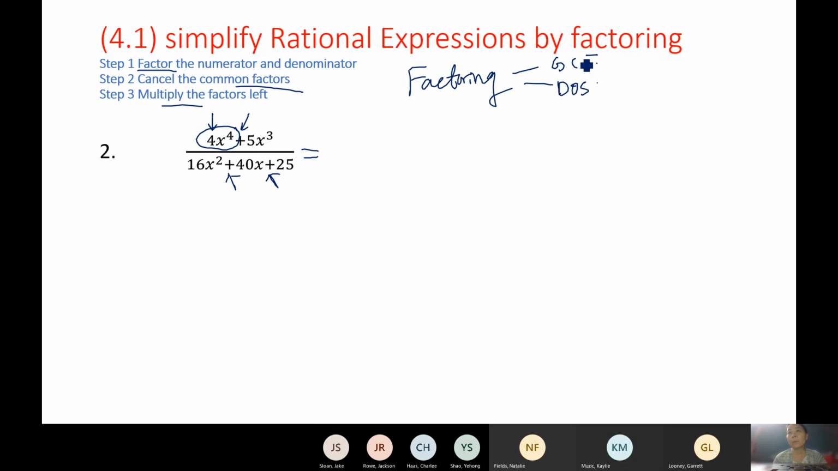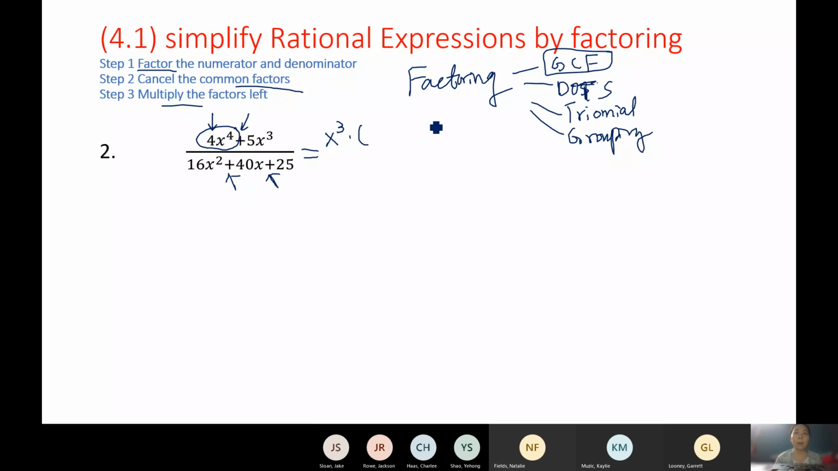And we have trinomial, grouping. So whenever you get a factoring question, how do I factor the top? I always start with GCF to see if they have anything in common. And apparently they have x cubed in common.